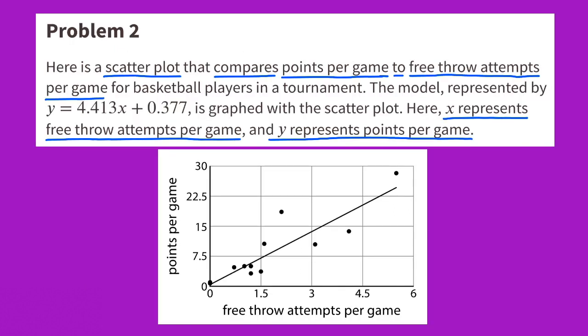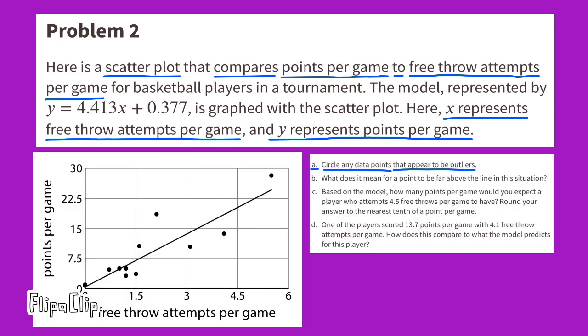Problem number 2. Here is a scatter plot that compares points per game to free throw attempts per game for basketball players in a tournament. The model, represented by y equals 4.413x plus 0.377, is graphed with the scatter plot. Here, x represents free throw attempts per game and y represents points per game.